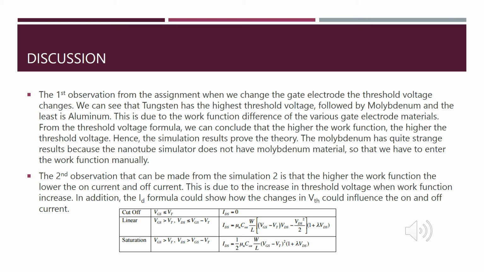The second observation that can be made from simulation 2 is that the higher the work function, the lower the on current and off current. This is due to the increase in threshold voltage when work function increases. In addition, the ID formula could show how the changes in VTH could influence the on and off current. So we can see the table, the cutoff, linear and saturation region, and we can see there how the VTH influences the ID.